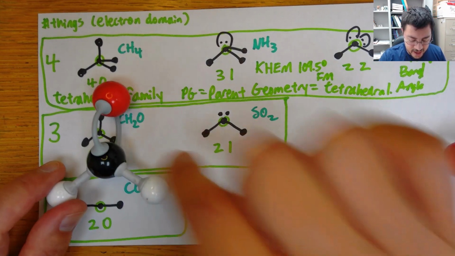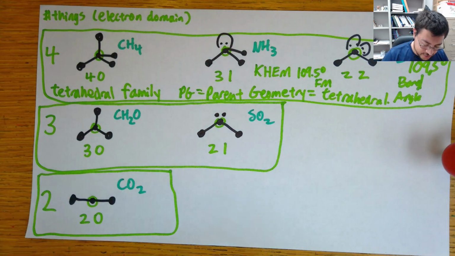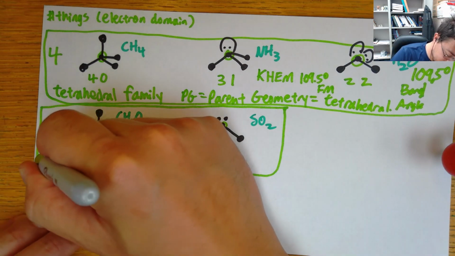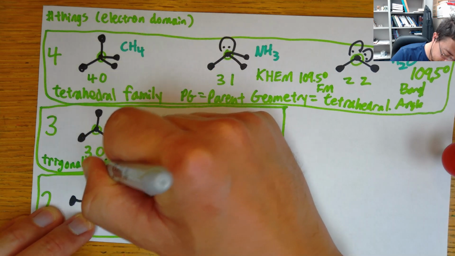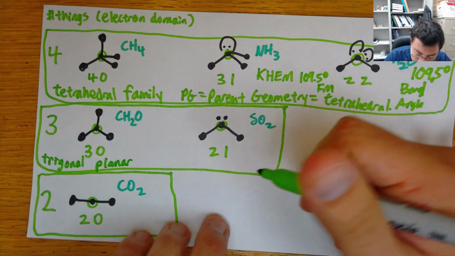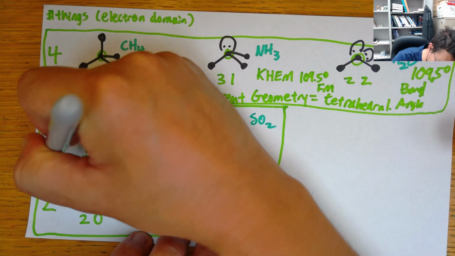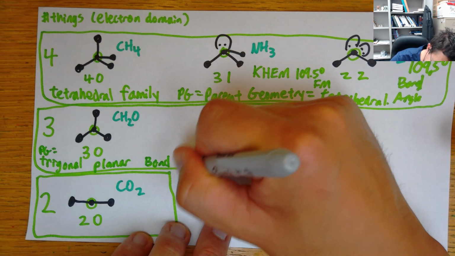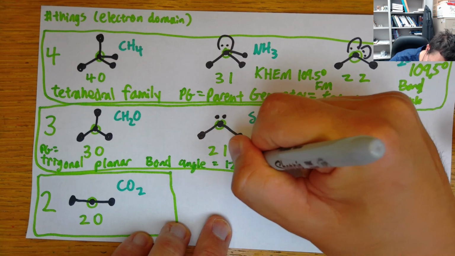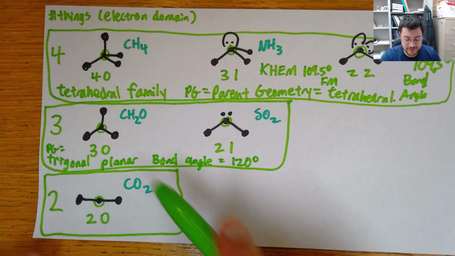And we're going to have 120 degree angles in between. So this family is going to be called, it's a mouthful, Trigonal Planar. Trigonal Planar family, that's going to be our parent geometry. And our bond angle here is going to be 120 degrees. So that's the Trigonal Planar family. Trigonal meaning triangle, planar meaning flat.